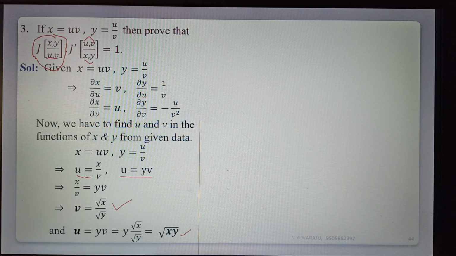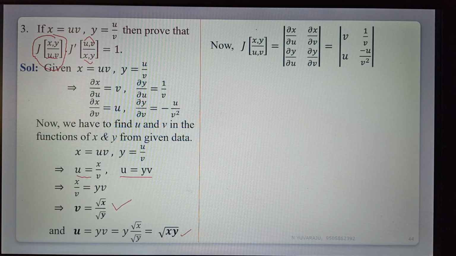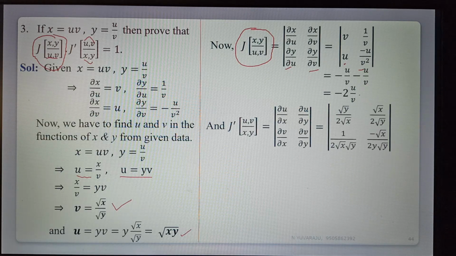Now finding the Jacobian. First the Jacobian of x, y with respect to u and v. J of x, y by u, v is equal to the determinant of ∂x/∂u, ∂x/∂v, ∂y/∂u, ∂y/∂v, that is equal to v, u, 1 by v, minus u by v square. Now finding the determinant, v cancels 1, minus u by v minus u by v, that is equal to minus 2u by v. This is the first one.